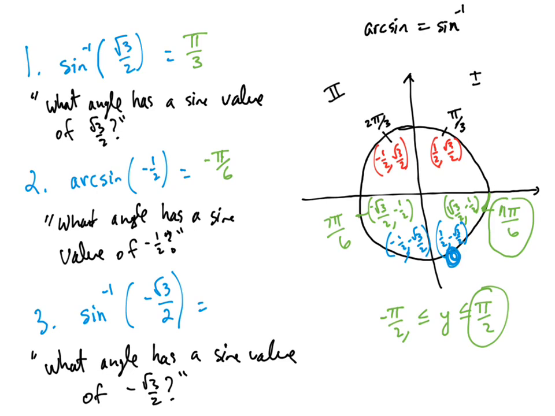From what we've seen, we want this position. Our first thought might be to say 5 pi over 3, but instead we're going to say negative pi over 3 because we want it to be in this range. So negative pi over 3.